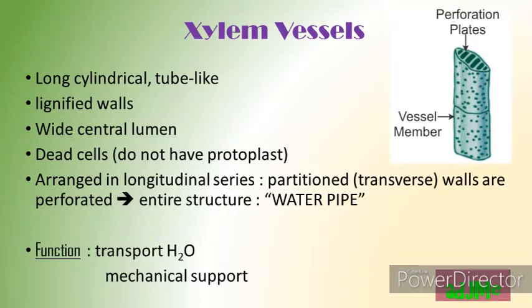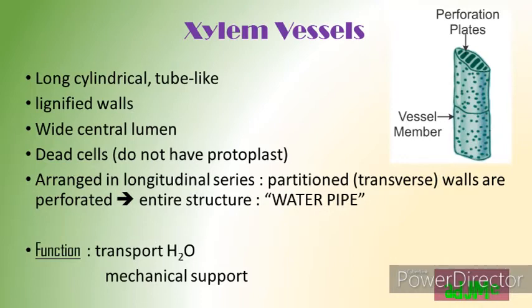They do not have protoplast, and the vessels are arranged in a longitudinal series, nearer to a water pipe. I hope you know pipes, water pipes like that. They are long and arranged. The walls are perforated. If you look into that photo, the perforation means you have gaps in between the tissues, one above the other, through which the water actually moves from one cell to another. That is called perforation, which is small gaps.